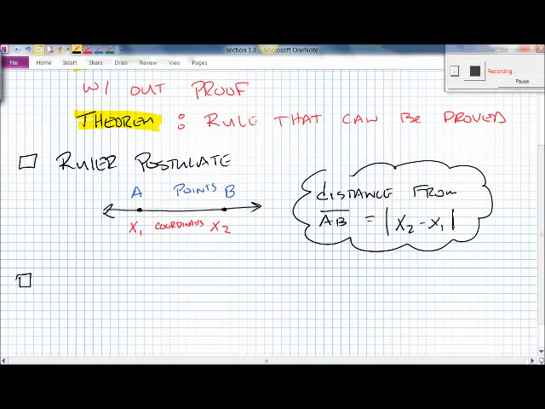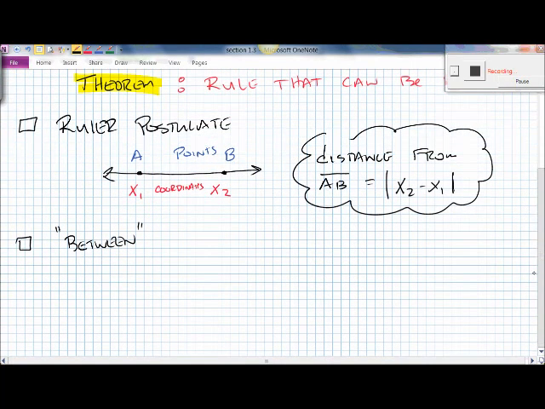Okay, feeling pretty good so far? So axioms versus theorems, and this idea of the ruler postulate and how to measure something with a ruler. I'm pretty sure everyone can measure stuff with a ruler. Okay, I want to teach you the idea of betweenness for the third box here.